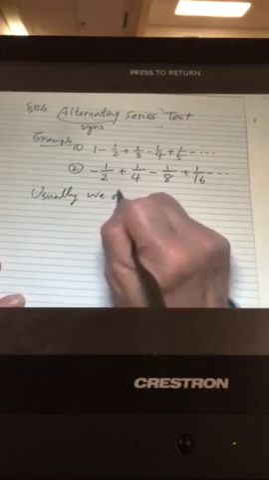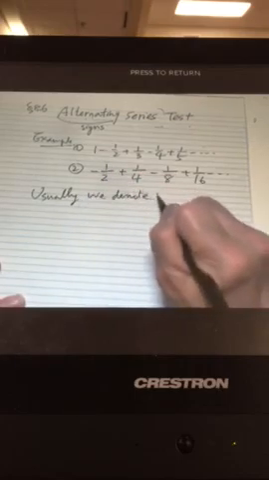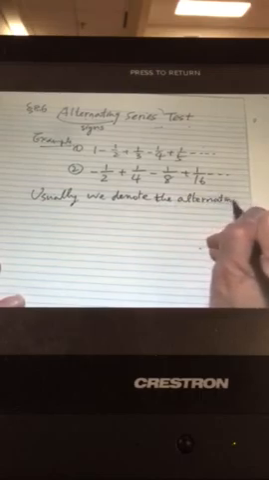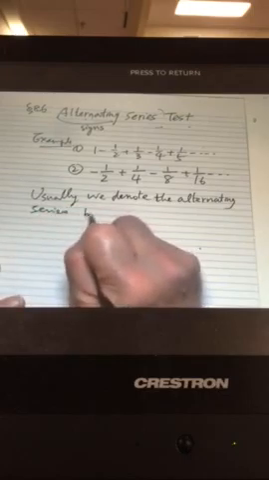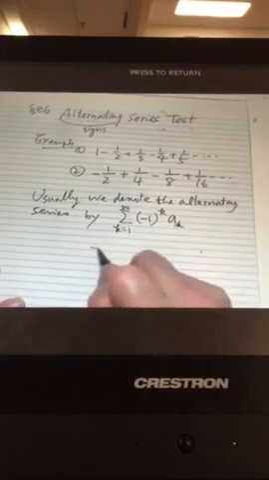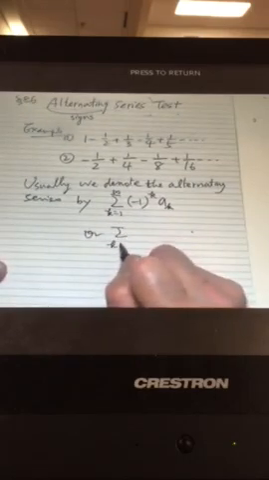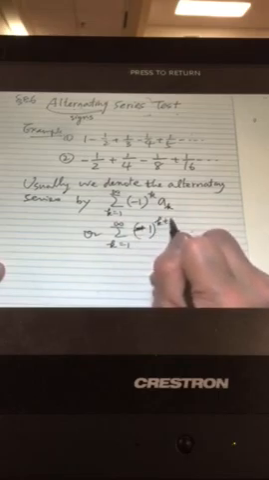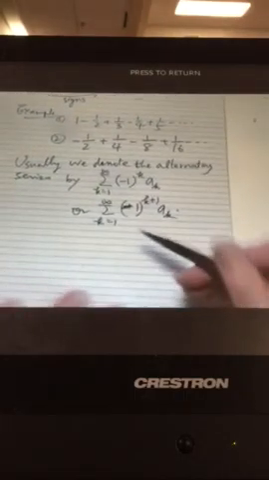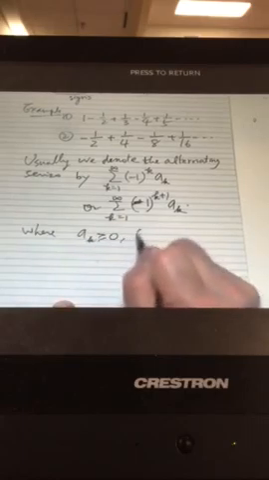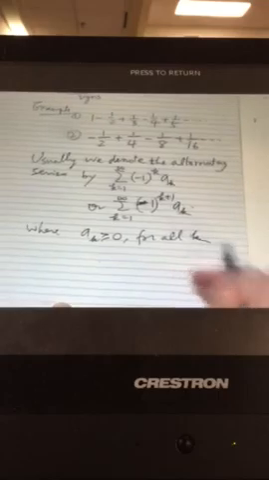We denote the alternating series by summation negative 1 to the k, a sub k. Or you could start with negative 1 to the k plus 1, where a sub k are all positive. Okay. Normally we denote it like this.